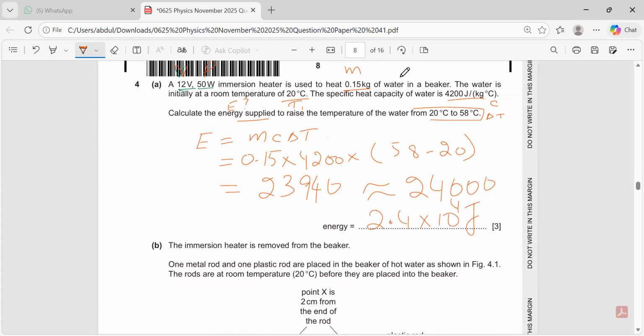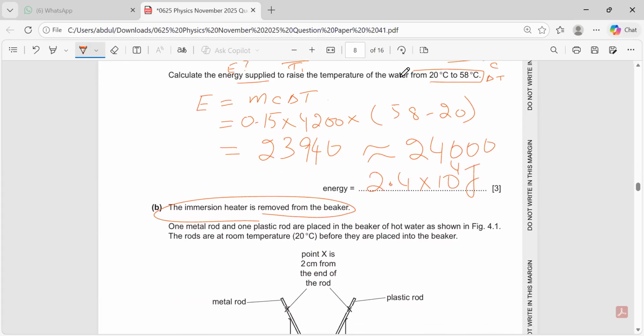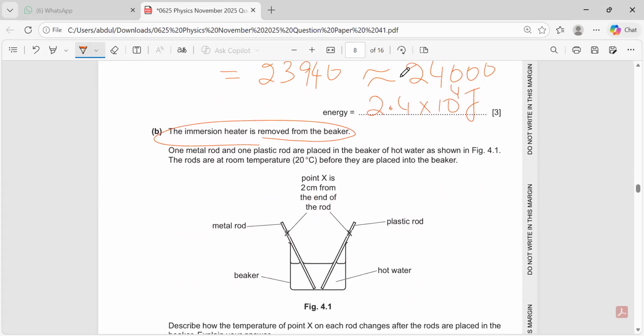Okay, this was straightforward. Here it's a bit important and you have to be very careful. The immersion heater is removed from the beaker. The heater is no more in the beaker, it is taken out. One metal rod and one plastic rod are placed in the beaker of hot water as shown in the figure. The rods are at room temperature, 20 degrees Celsius, before they are placed into the water. So initially they are at the same temperature.